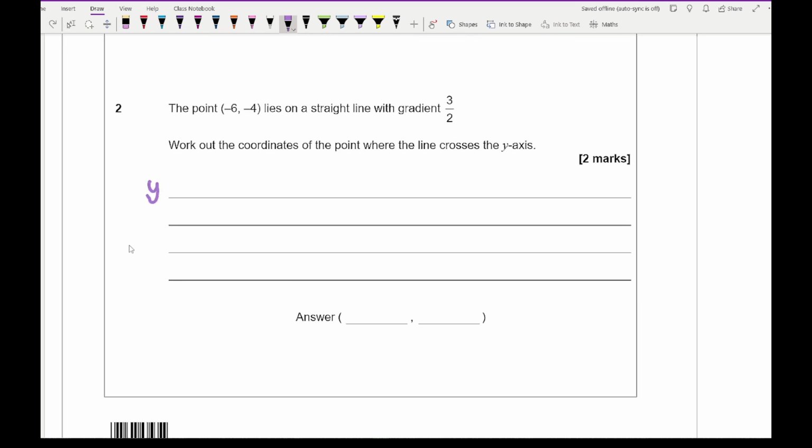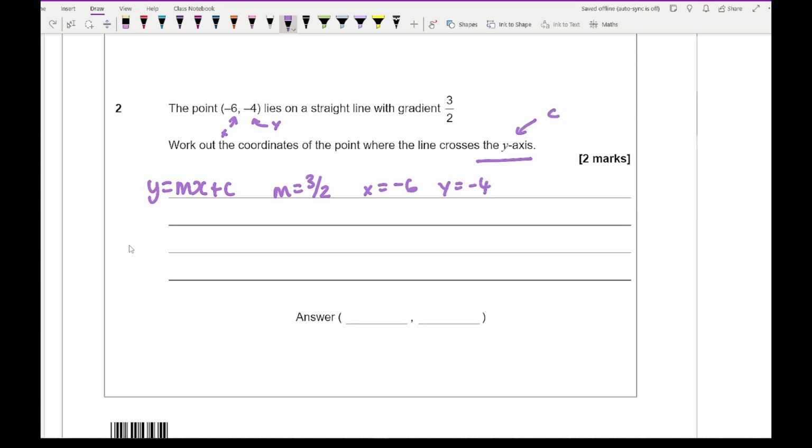Well, for this, I'll use y equals mx plus c, and it doesn't really matter whether I'm using y minus y1 equals m(x minus x1), I can use this here. So I know that the gradient is 3 over 2, and I've also got an x and y coordinate, so these are my xy values, so x equals minus 6 and y equals minus 4. And the value that I'm looking for is the c.